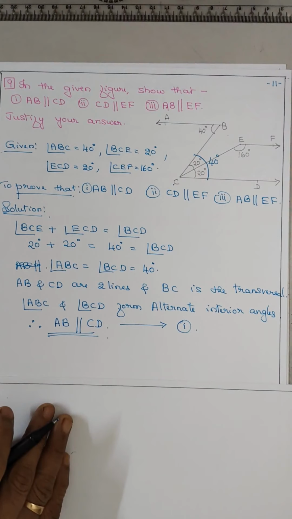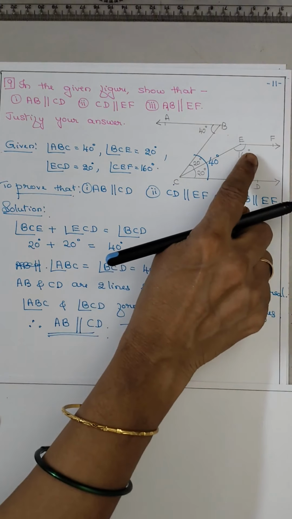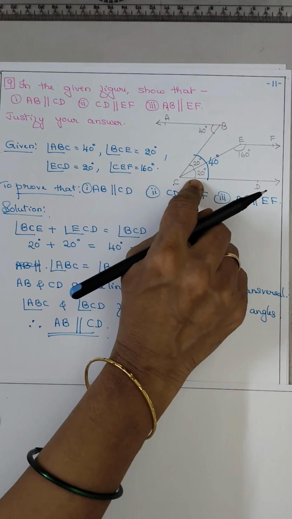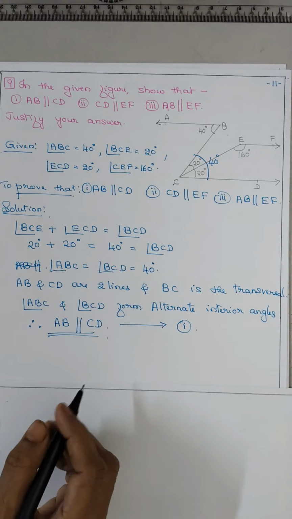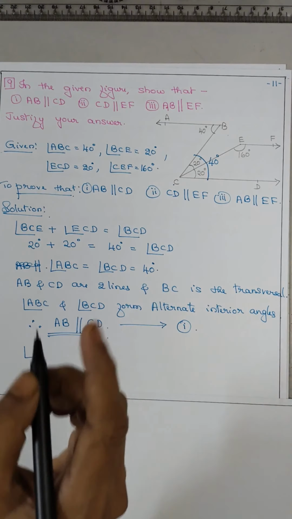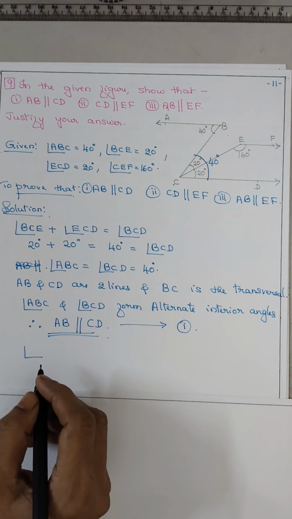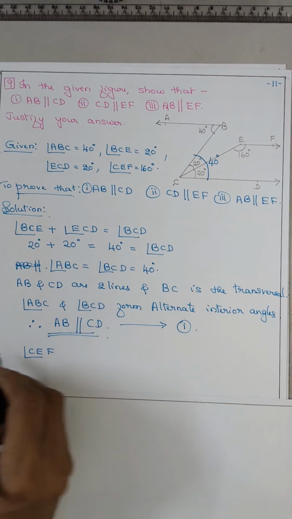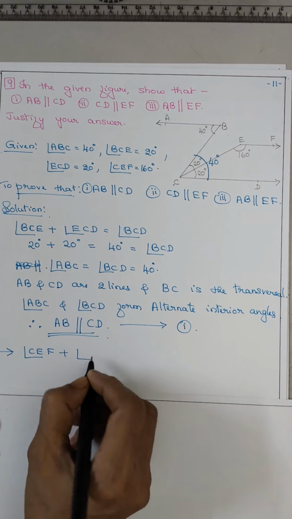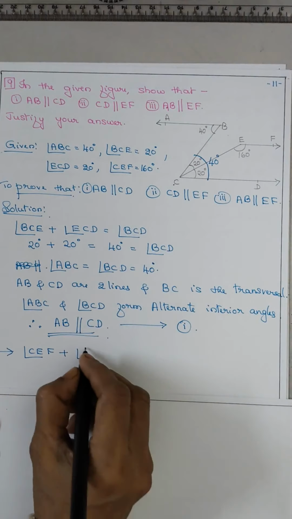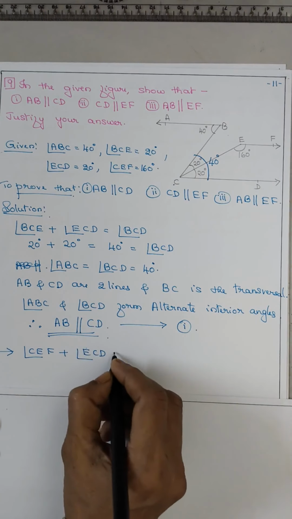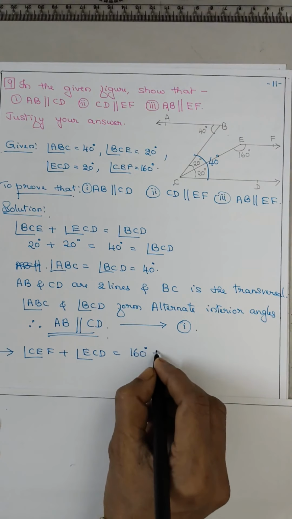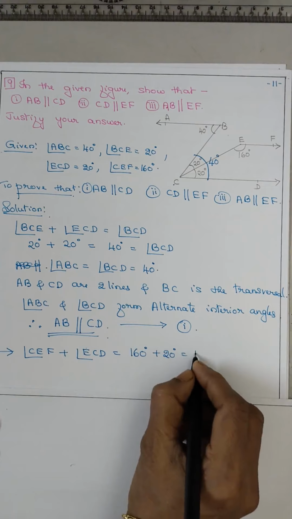Now for the second, this angle E plus this small angle, 180. How? Angle CEF plus angle ECD is equal to 160 plus 20 is equal to 180.